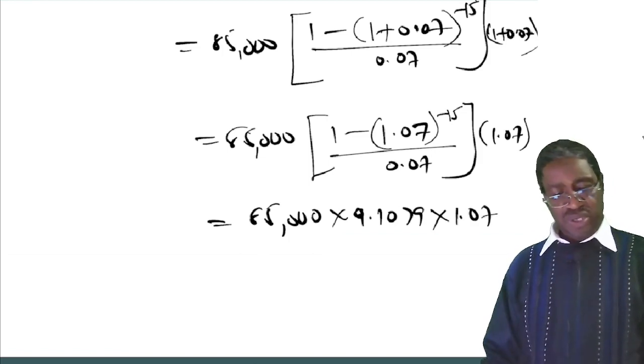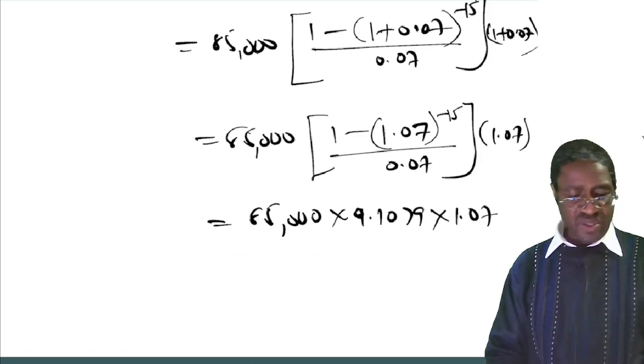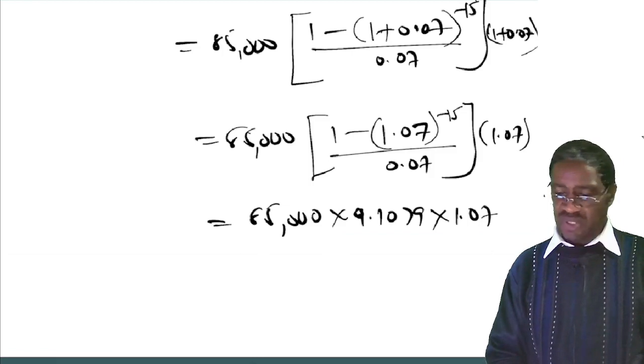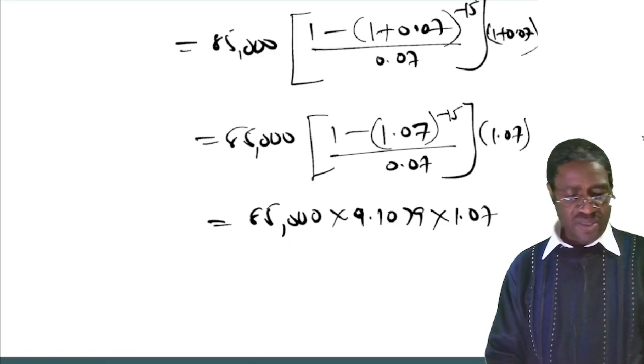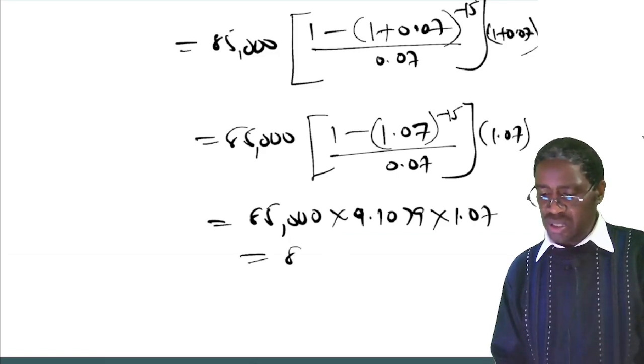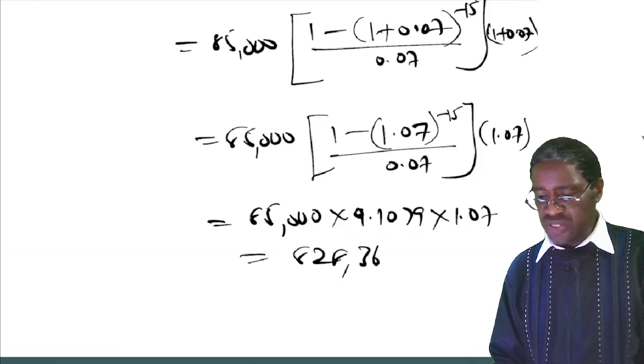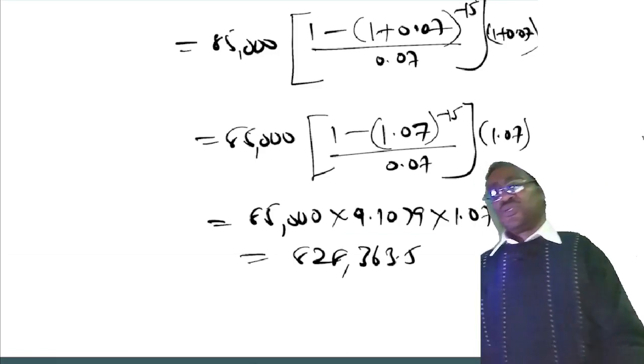Good. What is the final answer? It will be 85,000 times 9.1079 times 1.07. This becomes 828,363.5. Good. So that's the answer for that.